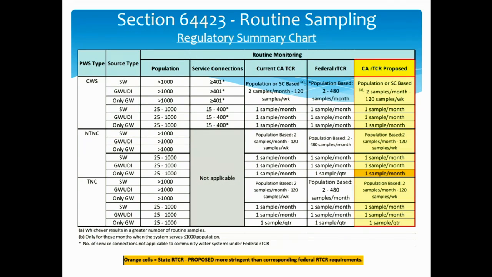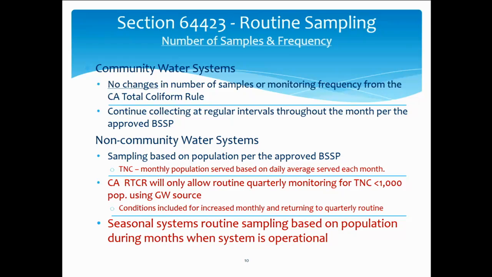Transient systems serving less than 1,000 will be able to monitor quarterly, but there are, go to the next slide. There are specific requirements for transient systems on quarterly having to go to monthly, and then also there are specific requirements that allow them to go back to quarterly.